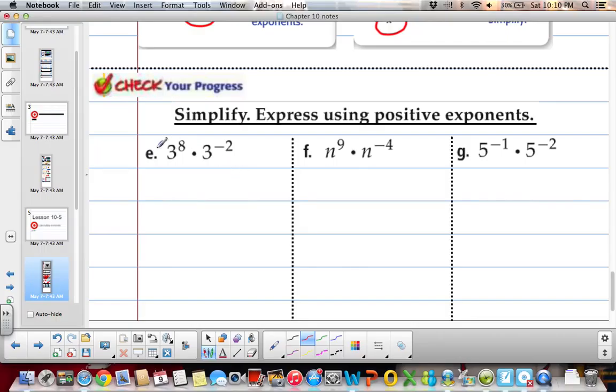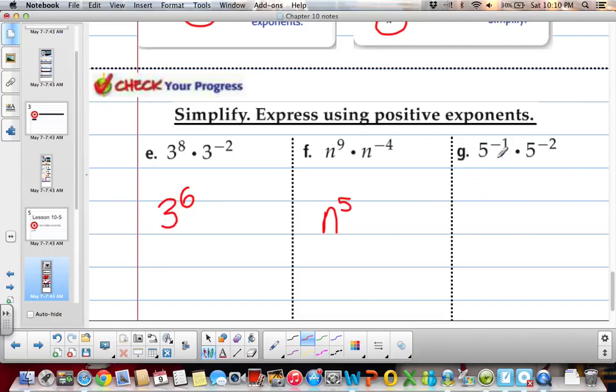All right, so 3 to the 8th times 3 to the negative 2. 3 is our base. It's the same base. 8 plus negative 2 is 6, so 3 to the 6th. N to the 9th times n to the negative 4th. 9 plus negative 4 is 5, so n to the 5th.